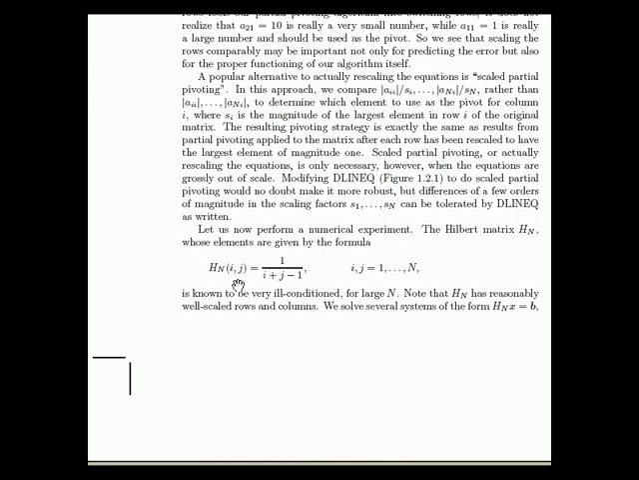The components of the Hilbert matrix are defined as 1 over i plus j minus 1. Not at all obvious why that's ill-conditioned, but it's known to be ill-conditioned, and the bigger the Hilbert matrix is, the more ill-conditioned it is, so we're going to use it as an example.